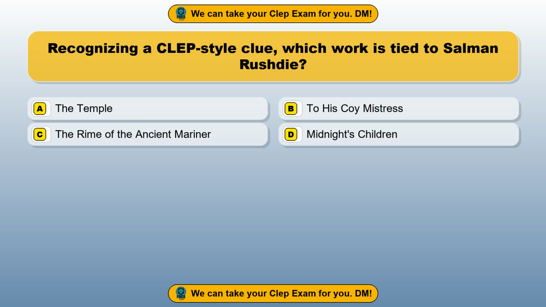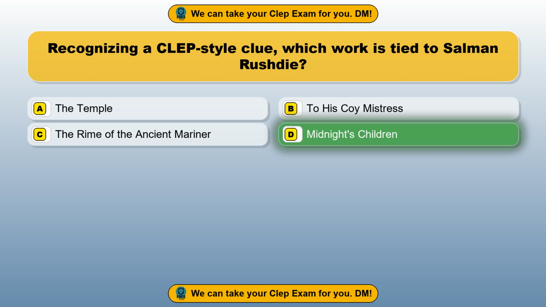Question 80. Recognizing a CLEP-style clue, which work is tied to Salman Rushdie? Option A, The Temple. Option B, To His Coy Mistress. Option C, The Rime of the Ancient Mariner. Option D, Midnight's Children. The correct answer is option D, Midnight's Children.